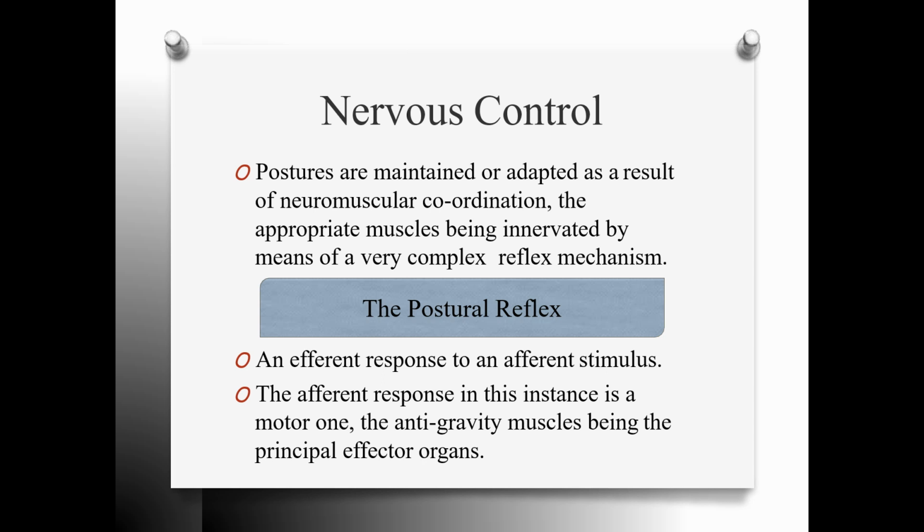If I want to maintain a posture, it is important for me to have spatial inputs from the special senses, specifically the ears and the eyes. I'll be able to see what is wrong, what is right, and whether I need to change it or not. And there will be proprioception. We have discussed what is proprioception. An efferent response to an afferent stimulus. An efferent response in this instance is the motor one, the anti-gravity muscles being the principal effector organ.